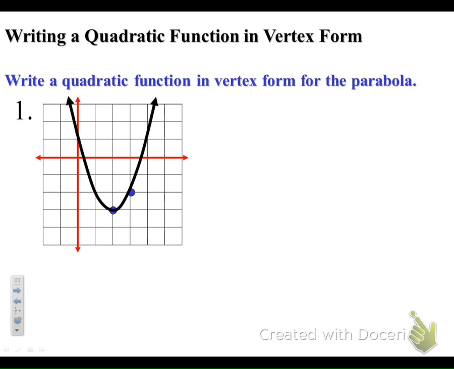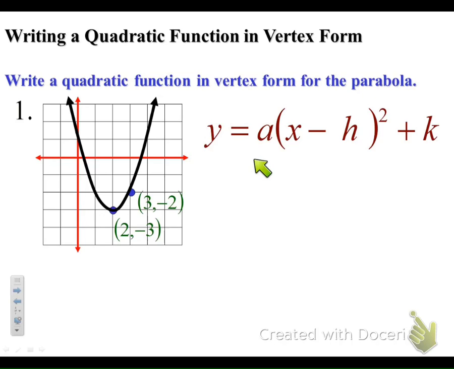Okay, so first off, you have the following on your piece of paper for your notes. And what you're going to have for homework tonight is you're going to need to write a quadratic equation or a quadratic function in vertex form for the parabola. So you've got to figure out what was vertex form. So vertex form was y equals a times the quantity x minus h squared plus k, where h and k represented the vertex.